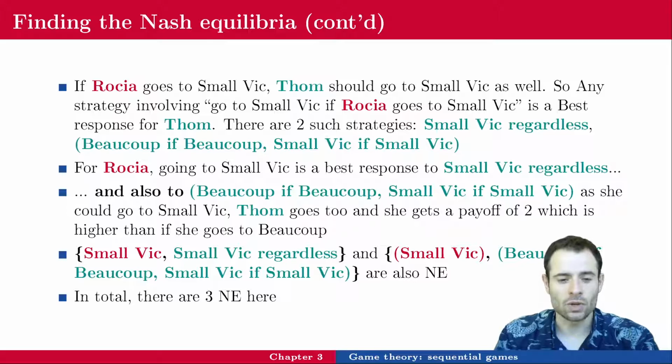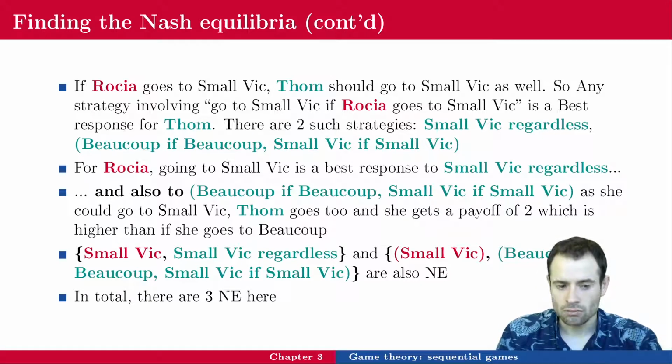There are three Nash equilibria here. So, in this slide, we have two Nash equilibria where they are going to meet at small victory. In one of them, she goes and Tom would go no matter what, whatever history. In the other one, she goes to small victory, and this is the strategy of Tom where he would follow her anywhere.